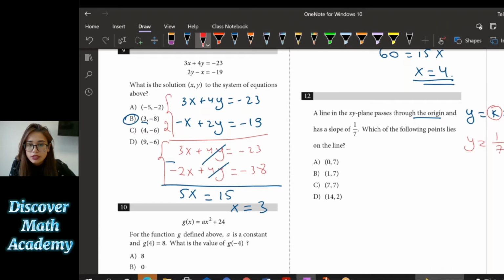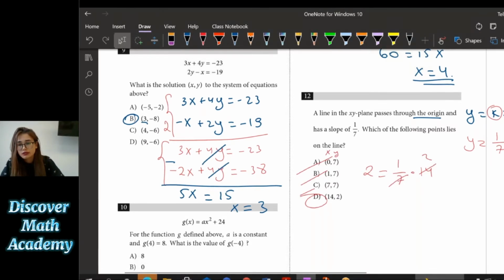Which of the following points is on the line? Okay, if x is 0, y is not 7. I have to write the first one instead of x, the second one instead of y. If x is 1, y is not 7. If x is 7, y is 7, it's not correct. If x is 14, y is 2, yes, correct. 2 is equal to 1 out of 7 multiplied by 14, and it's 2. The answer is going to be D.